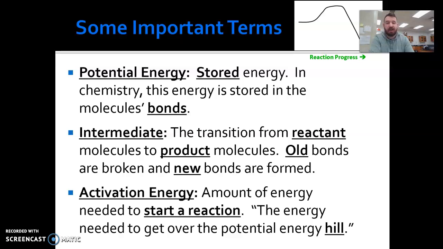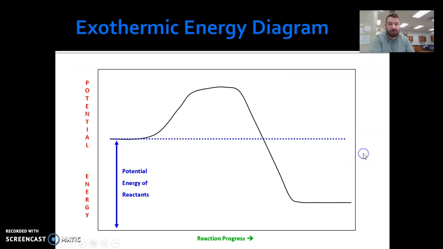Now we're going to talk about activation energy, and this is the amount of energy needed to start or activate a chemical reaction. So basically, in order for this chemical reaction to happen, we need the energy to get over the potential energy hill. And we're looking at this little hill right here. In order for this reaction to happen, and for us to get down to our product side, we need to have enough energy to reach the intermediate. And that's where the activation energy comes from. So we have potential energy labeled.